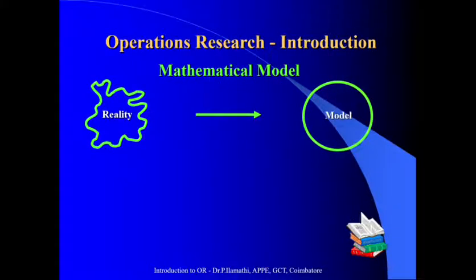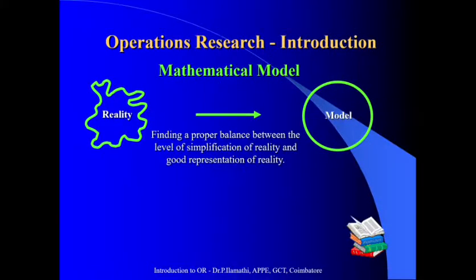And while doing the mathematical model formulation, we should find the proper balance between the level of simplification of the reality and good representation of reality. Because if we go and see each and every small parameter, and try to represent each and every parameter in our mathematical model, the problem will be very huge and complex. We may not have the solution procedure available to find the solution for that.